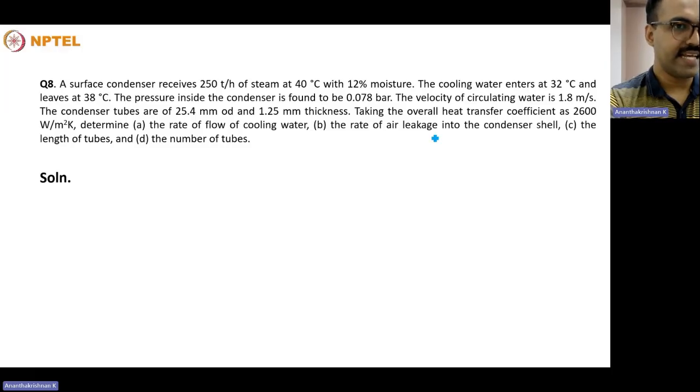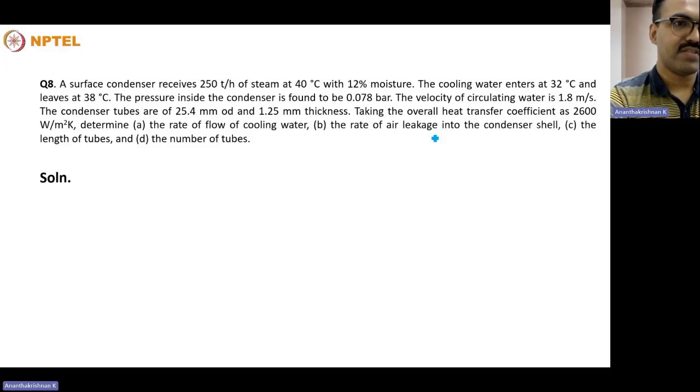The cooling water enters at 32 degrees Celsius and leaves at 38. So this is a surface condenser where the steam will be present inside the shell region, and the cooling water will be present inside the tube. The pressure inside the condenser is found to be 0.078 bar. So this is the condensing pressure.